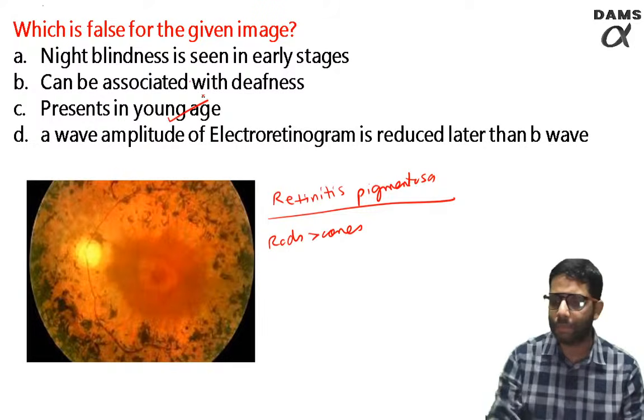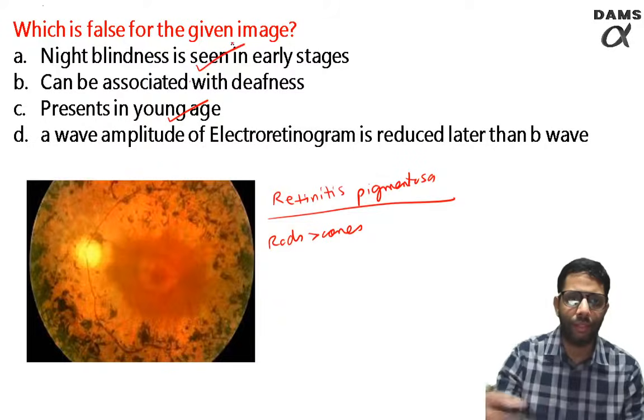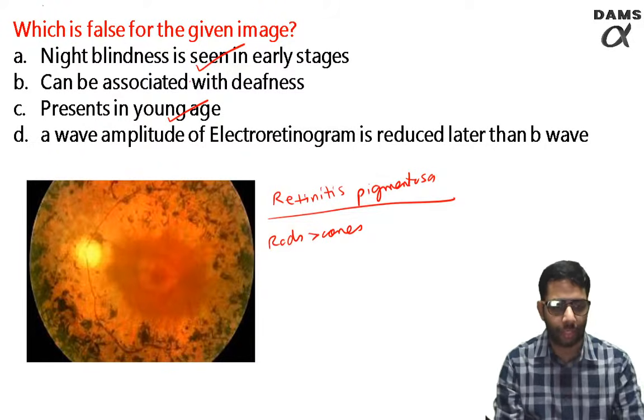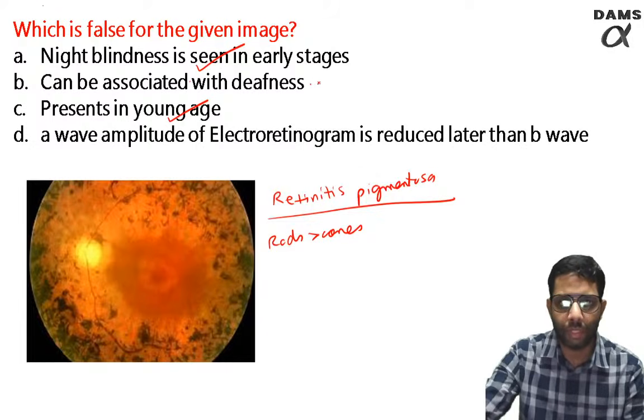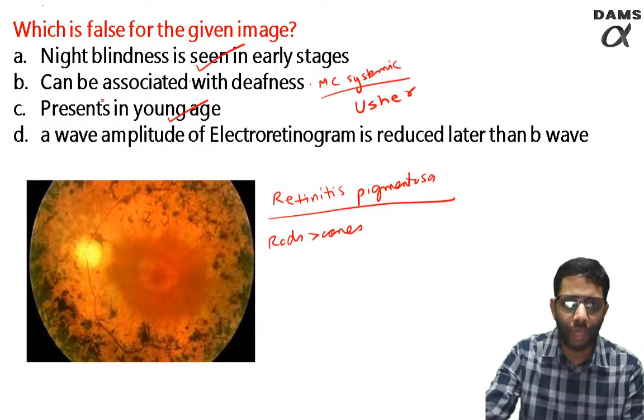So dystrophy means it presents at a young age. And rods are more affected, so night blindness is a feature, which is the early feature, not a late feature. Nyctalopia, night blindness, is the early feature. Now, it is associated with deafness. Yes, the most common systemic association of retinitis pigmentosa is a syndrome. Who can answer which syndrome? Usher syndrome. So that is also a true statement.